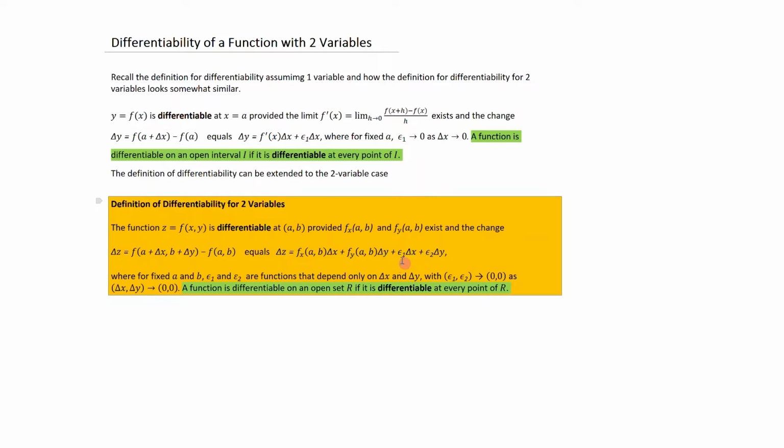And also we have again these terms, an epsilon 1 delta x and an epsilon 2 delta y. This is f partial x, this is f partial y, and epsilon 1 and epsilon 2 can only be functions of either delta x, delta y, or both. And as delta x, delta y go to 0, then epsilon 1 and epsilon 2 go to 0. If these conditions are satisfied, then basically it's differentiable at every point of R. All right, so we would like now to take this and see what this looks like in example form.